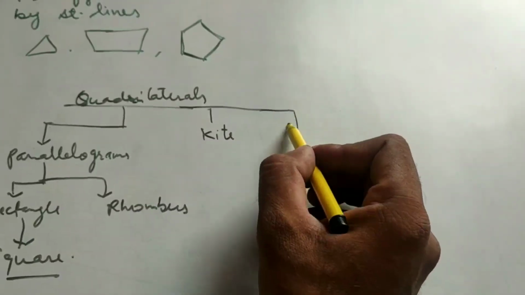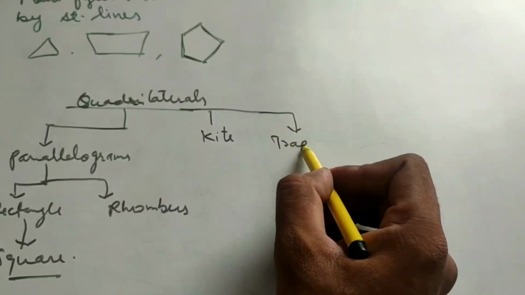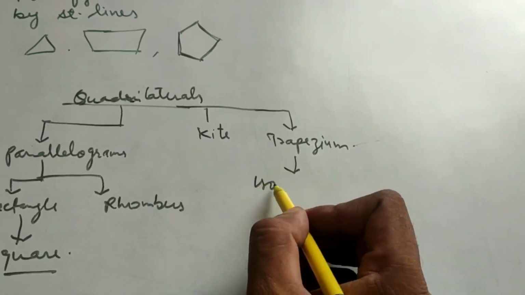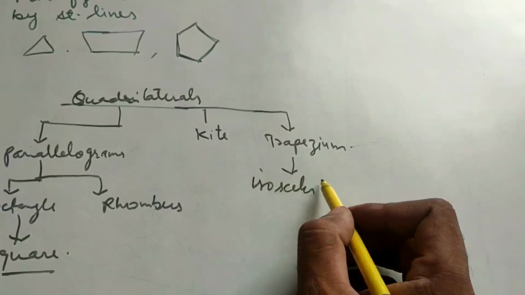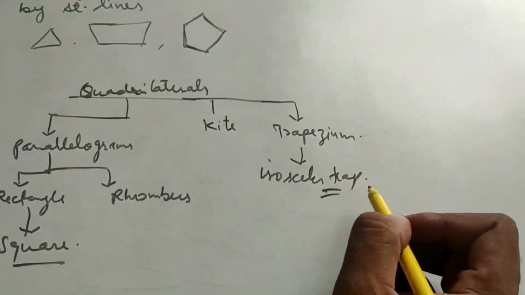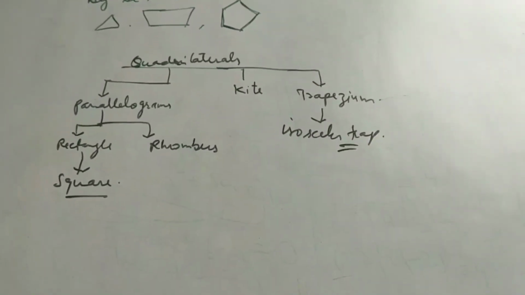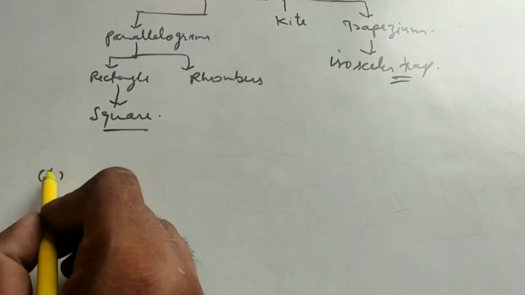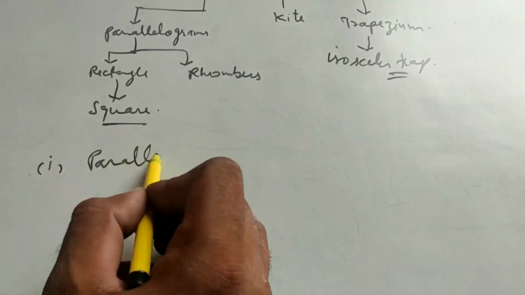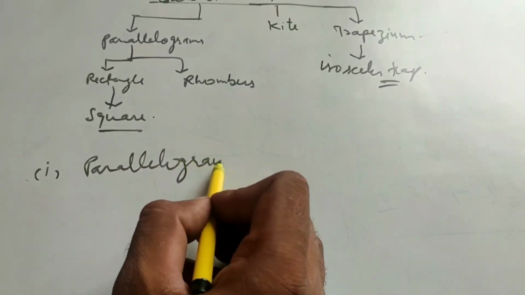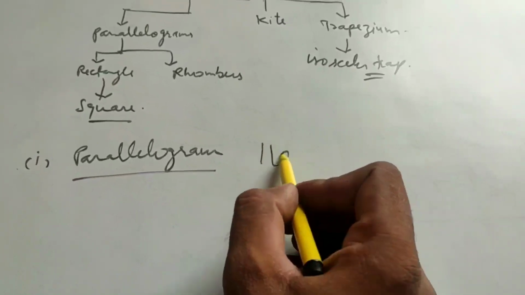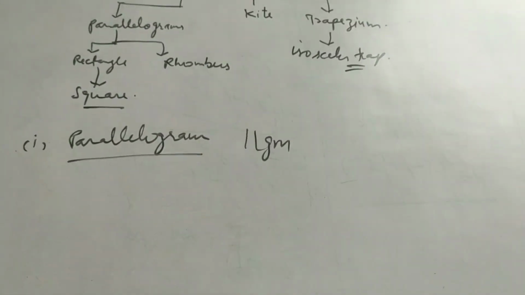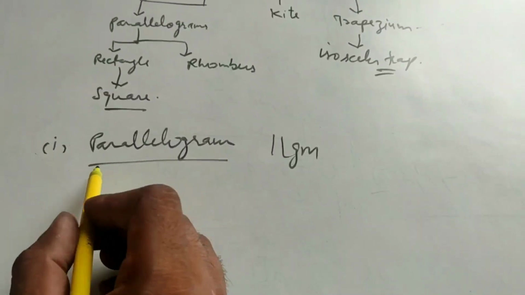and trapezium, and we also know that trapezium can be isosceles also, so isosceles trapezium is also there. So in these rectilinear figures we will start with the first thing, that is parallelograms. So parallelogram can be represented like this. In parallelogram we will discuss the properties of parallelogram.